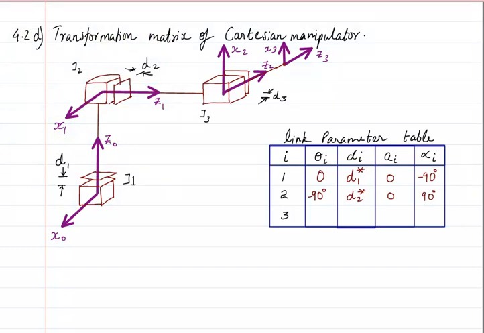Okay, now going for the third row, which is going from frame 2 to frame 3. Here x2 and x3 are already parallel to each other, so there is no need of any theta i. Next, how much it has to travel, the distance is d3 star. So d3 star, if this frame is going to travel, the origins will already meet, so x2 and x3 will already overlap, so I don't have to move anything in a i. And finally z2 and z3 are also overlapping, so I will write this as 0. So that finishes the link parameter table.